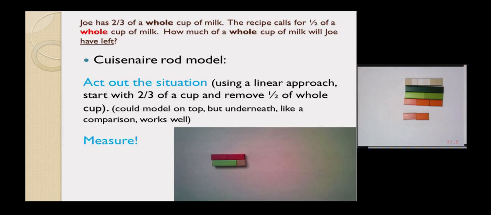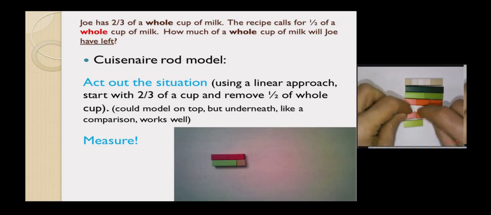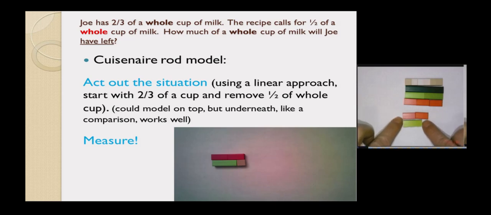And the recipe calls for half of a whole cup. Well, we know what a half of a whole cup looks like, so it uses this much. And we're doing this as a linear kind of model again, so that we're thinking about from here to here is the whole 2/3 cup that we started with. From there to there is the half a cup that's being used.